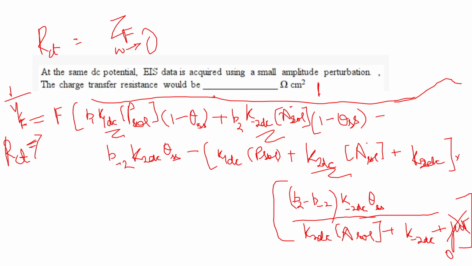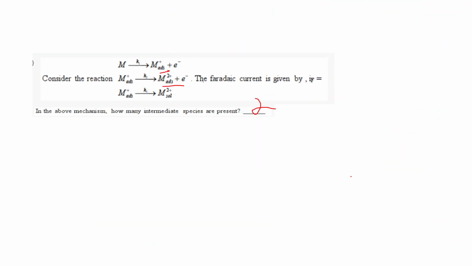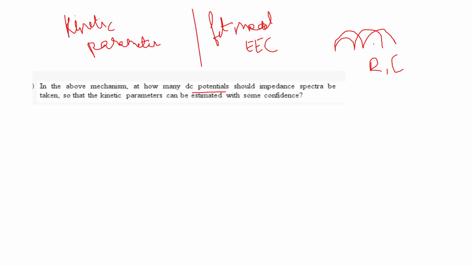But on the contrary, if you are trying to fit using the equivalent circuit model, as I told, when you change the potential, the fit is changing. When the fit changes, that means your R value changes, C value changes, everything changes. So basically what is told is, when you are trying to fit to a circuit model, the number of parameters from a fit model should be greater than or equal to that from a kinetic parameter.